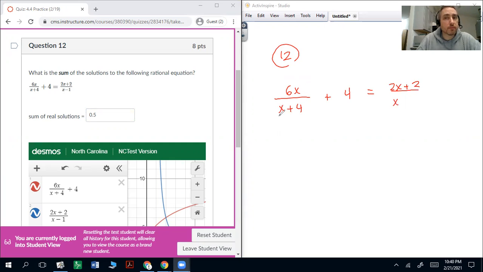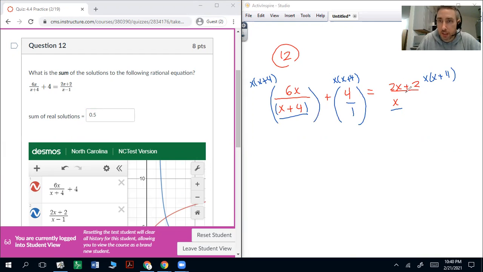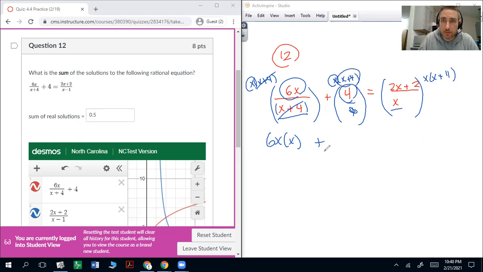What's our LCD? This doesn't have a denominator, so it's x plus 4 and x. If there's no denominator, you could say over 1 if you want, but that doesn't do anything. So what can I cross out here? Just the x plus 4s. So I have x and 6x, 6x times x. Nothing. The 1 doesn't do anything, so all these are valid. So 4x, x plus 4. That's all part of your equation there.